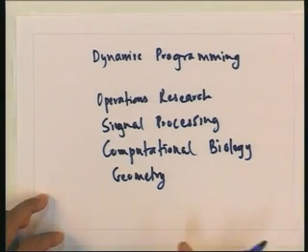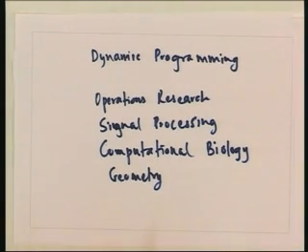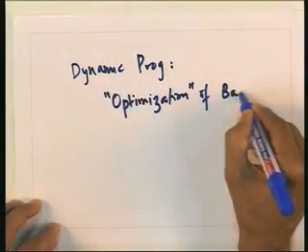We are going to view dynamic programming as a technique for combinatorial optimization, and in some sense, we will think of dynamic programming as an optimization of the backtrack search technique that we have seen so far.